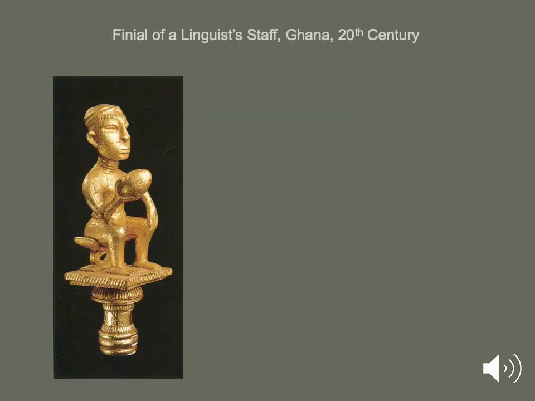This is a finial of a linguist staff from Ghana from the 20th century. We're seeing this finial in isolation in this photograph, as it would very much be in a museum. When you look at it, you'll tend to look at the subject matter. It's a man holding an egg, and then you'll look at the form. It's abstracted. The head is large. There's a lot of fine detail. It's done in gold. So perhaps this is an important man. He must be very smart if his head is large. All of those things kind of come to mind when you look at it.